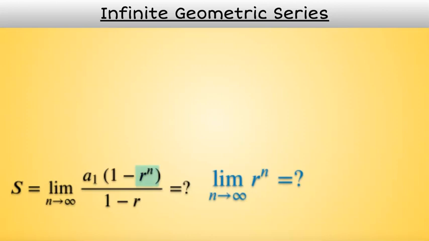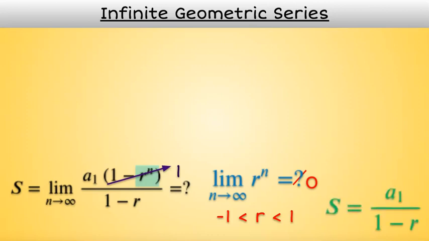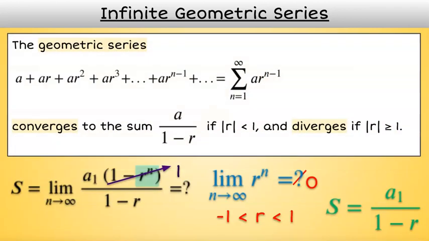The r is a common ratio, and r to the n is a geometric sequence. We just saw that the limit is 0 if r is between -1 and 1. So 1 minus r to the n approaches 1, and the limit of the sequence of partial sums is the first term, a sub 1, divided by 1 minus r. Here is the formal statement of our result.